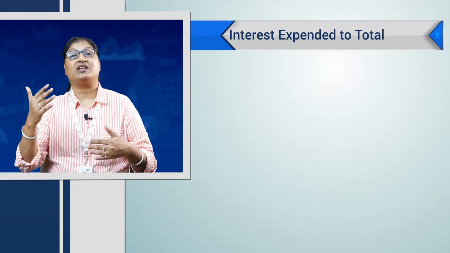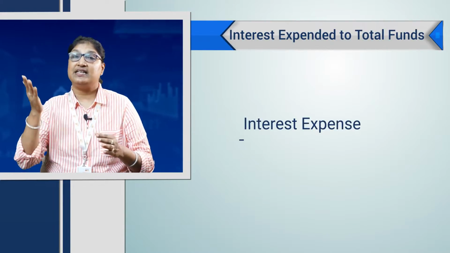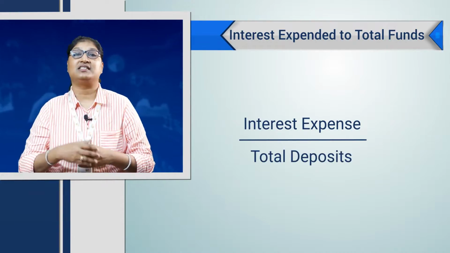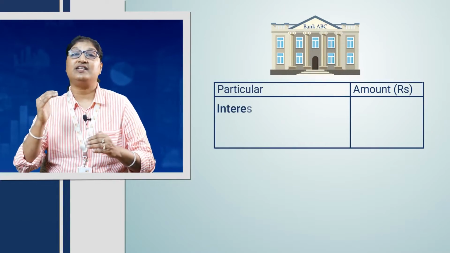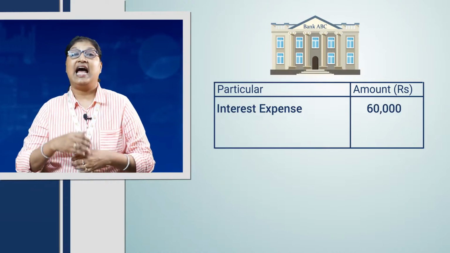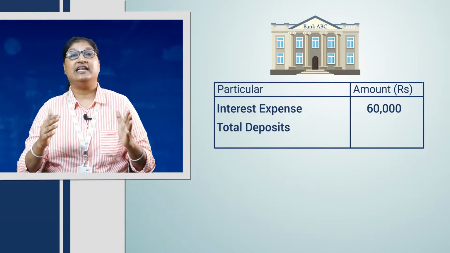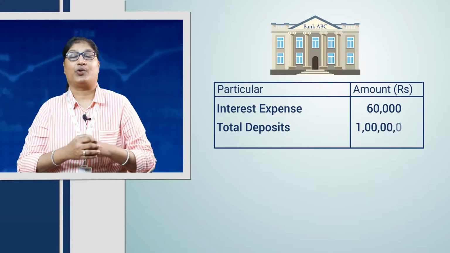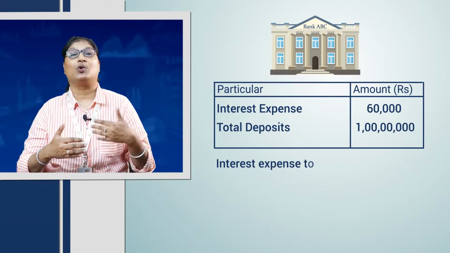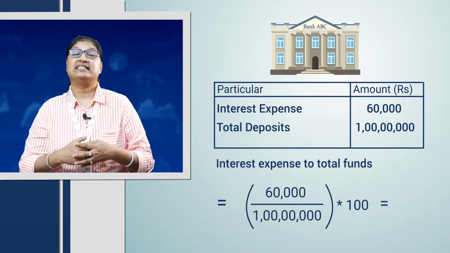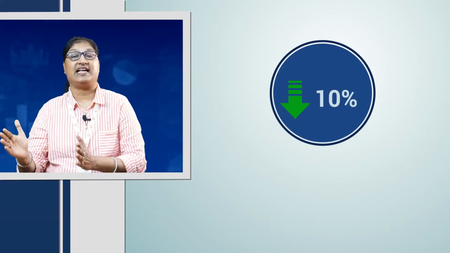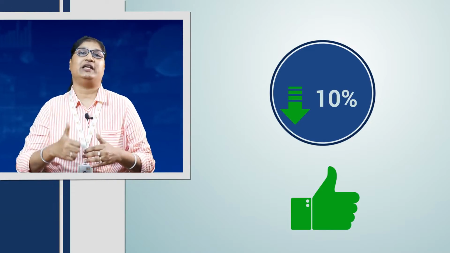Now let us understand the formula. Interest expended to total funds means interest expense divided by the total deposits into 100. Suppose a bank ABC has an interest expense of rupees 60,000 and its total deposits is around 1 crore. Then interest expense to total funds is 60,000 divided by 1 crore into 100, which means 6%. It is presumed that a ratio lower than 10% is good for banks.